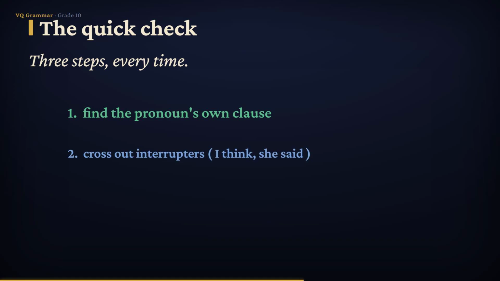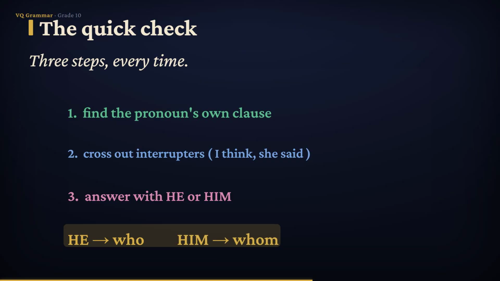Let's boil the whole lesson down to a check you can run in a few seconds. Step 1. Find the pronoun's own clause, and look only in there. The world outside the clause has no vote. Step 2. Cross out any interrupter, such as I think or she said. Those words are noise. Step 3. Answer with he or him. If he fits, write who. If him fits, write whom. And keep this shortcut in your back pocket. Right after a preposition, it is always whom, every single time.